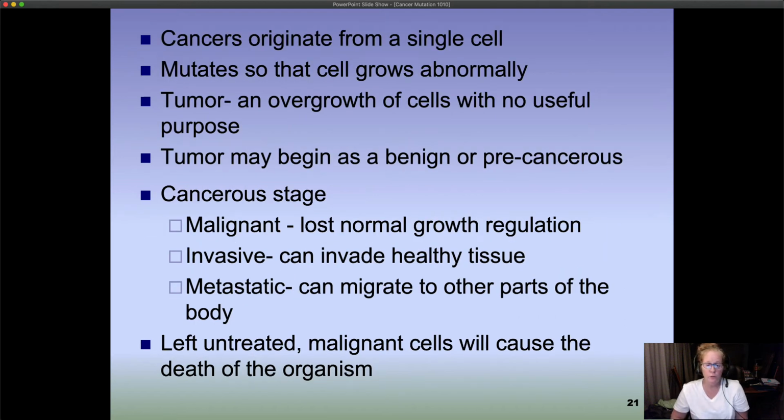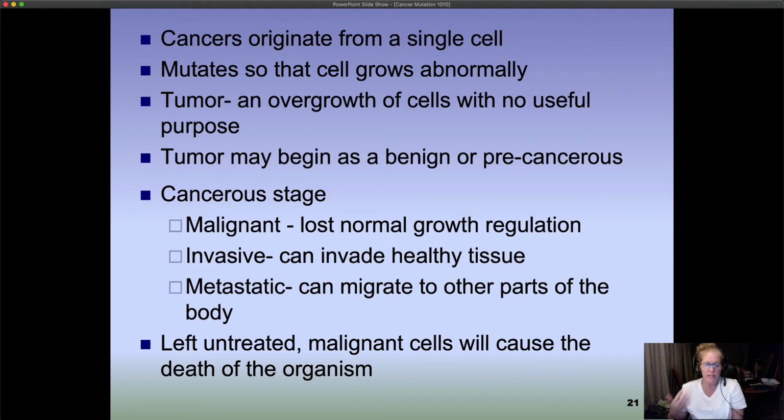So cancers will originate from a single cell that has gone through some type of mutation. And the mutation, depending on where it is and what type of gene it's in, allows the cell to grow either at an abnormal rate or to have abnormal phenotypic expression. A tumor is when other cells surrounding the original mutated cell also begin to have changes in their genetic expression, just as the original cell did.